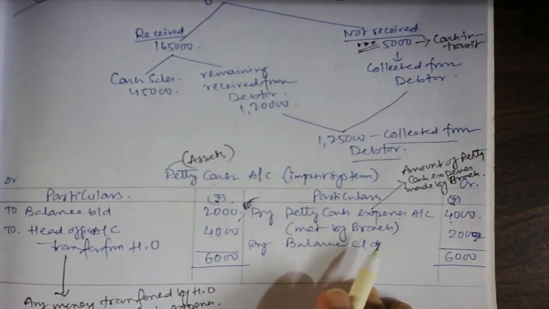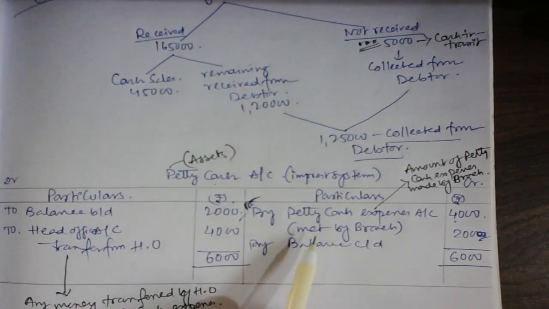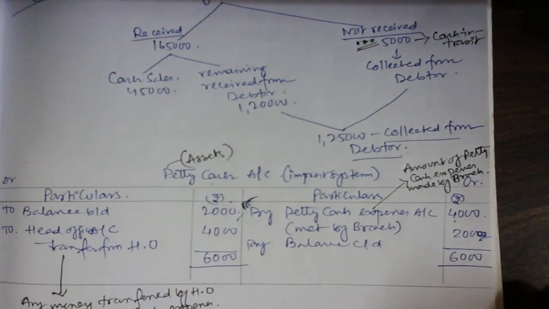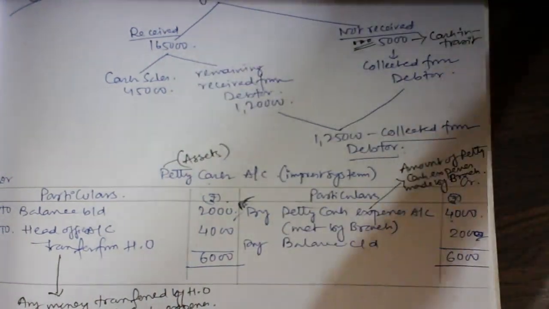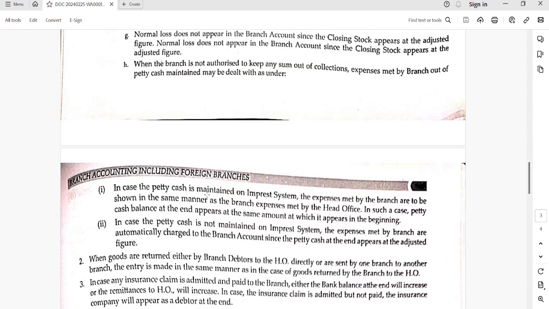because all the petty cash expenses were borne by the head office directly. All the petty cash expenses, which were earlier made by the branch, have now been paid by the head office directly. So when you make the imprest system, you just need to remember your opening balance and closing balance of the petty cash remain the same.